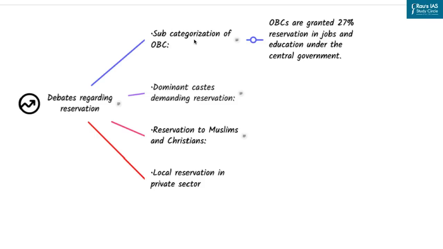First in this is subcategorization of OBC. Now, the idea is to create subcategories within the larger group of OBCs for the purpose of reservation. Currently, OBCs are granted 27% reservation in jobs and education under the central government.